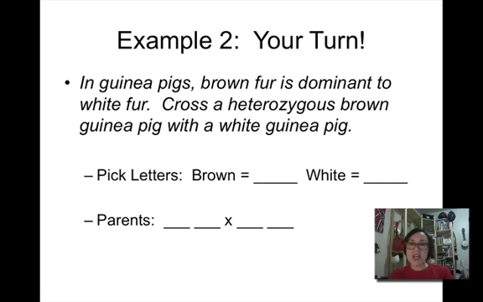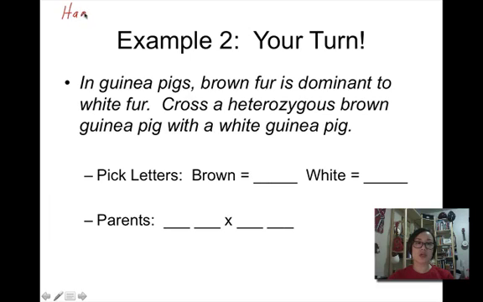All right, here's another example. It's your turn. Think about the steps that we've talked about, and let's see if we can answer this question. It says, in guinea pigs, brown fur is dominant to white fur. Cross a heterozygous brown guinea pig with a white guinea pig.